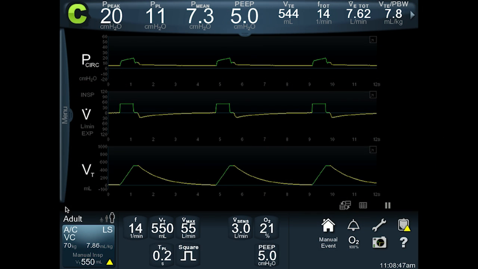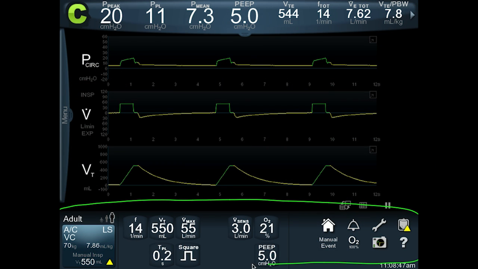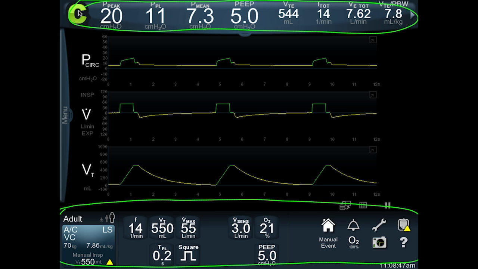So if you look at the bottom of the frame here, this is the area of what is set on the ventilator. These are the numbers that the respiratory therapist punches into the ventilator. The top portion of the slide is what is measured on the ventilator. And then finally you have the graphs here to look at.